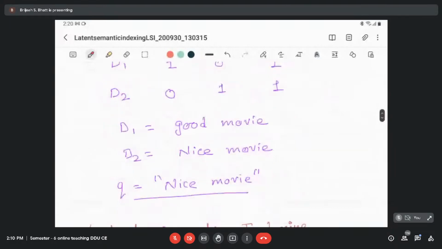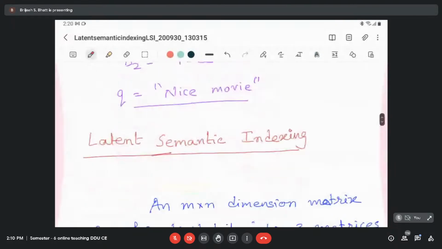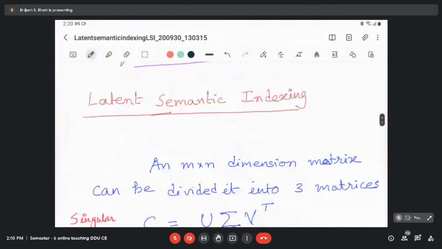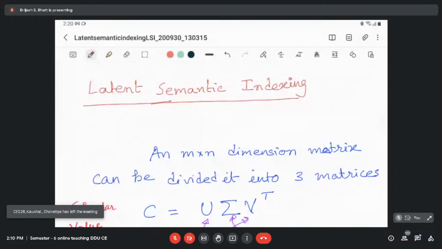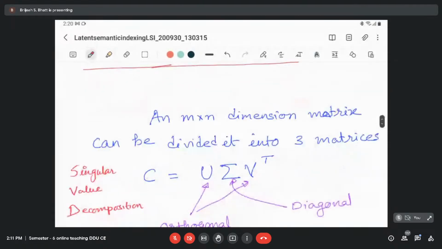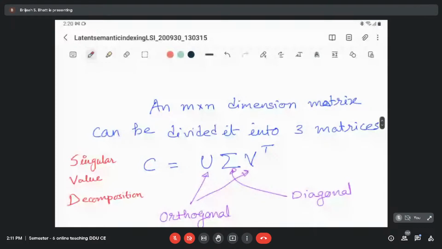Yeah, so this was the setup. And how do we do this? The technique is called latent semantic indexing. It is based on again a very important linear algebra principle called singular value decomposition. Have you heard of this before? Singular value decomposition? Okay, then we'll take some examples here so that it will be clear.